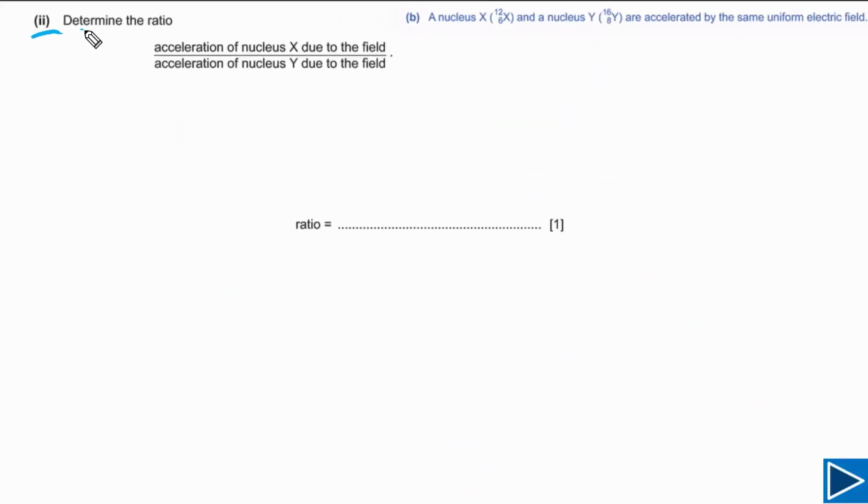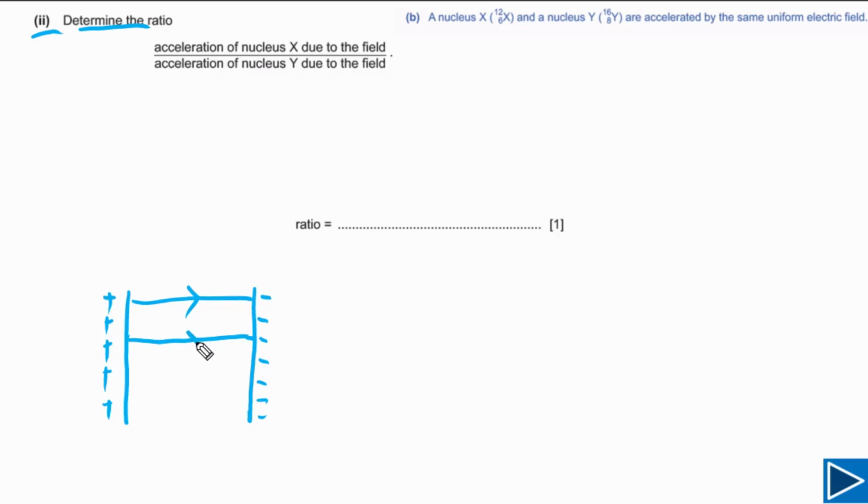For part 2, we need to determine the ratio between acceleration of nucleus X and acceleration of nucleus Y. So they are still in the same uniform electric field. So this is given to us. They are in the same uniform electric field. So let me redraw. So this is uniform electric field. This plate is negative plate, and one plate is positive. So the electric field between these two plates is uniform electric field, means value of E is same everywhere.